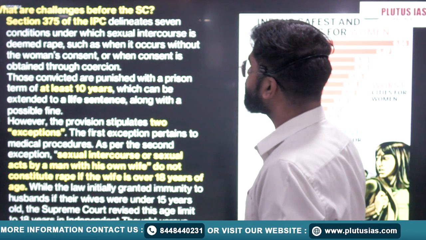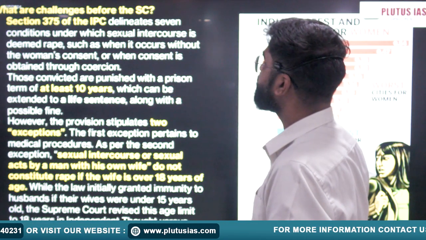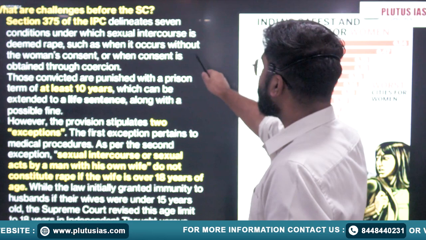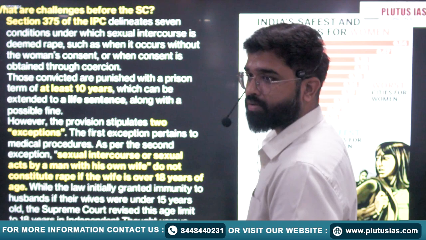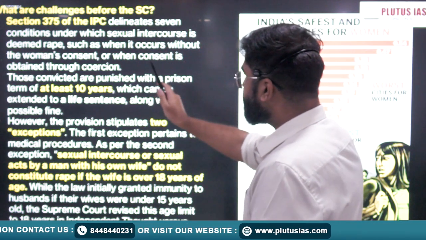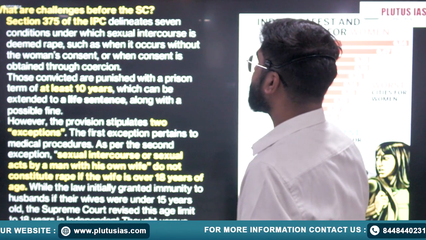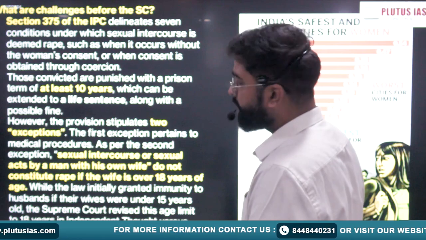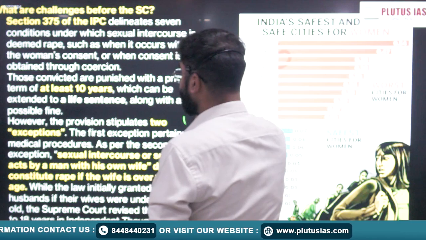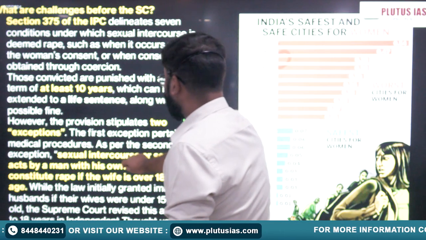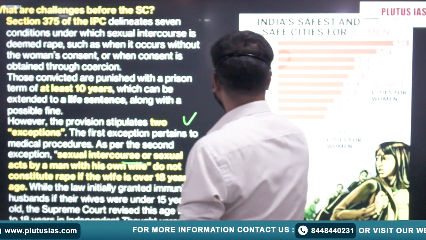What are the challenges before the Supreme Court? Section 375 of the IPC delineates seven conditions under which sexual intercourse is deemed rape, such as when it occurs without the consent of the woman, or when the consent is obtained through coercion. That will be considered rape. Those convicted are punished with a prison term of at least 10 years, which can be extended to a life sentence, along with a possible fine. However, the provision stipulates two exceptions. The first exception pertains to medical procedures. As per the second exception, sexual intercourse or sexual acts by a man with his wife, which is known as the marital rape exception.